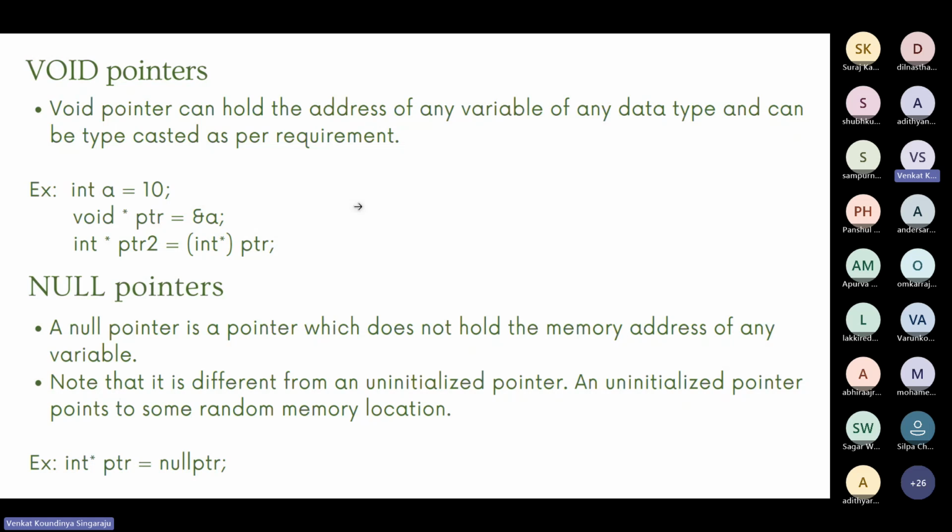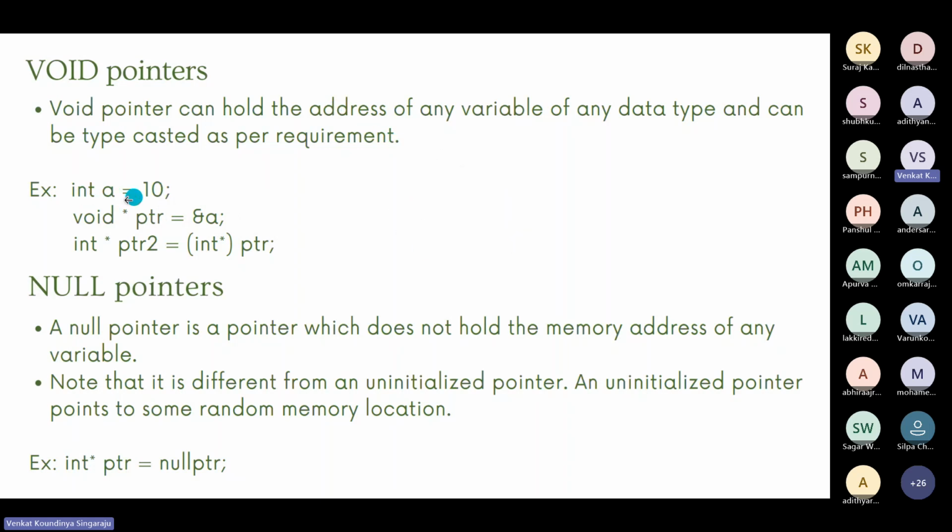Now the second type of pointers are void pointers. If you have an integer pointer, that can only point to integer variables. If you have a float pointer, that can only point to floating type variables. But void pointers are a special kind of pointers which can point to any type of variable.